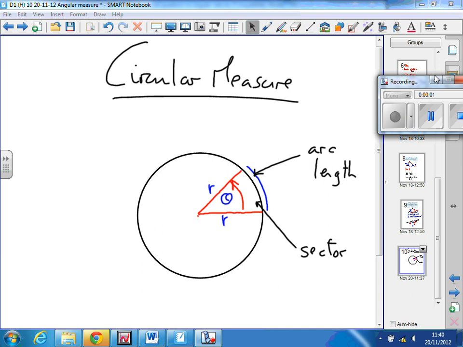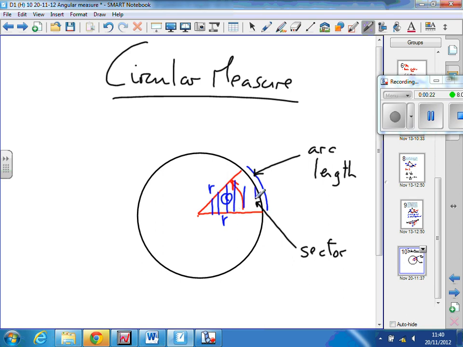First of all, a few definitions about circular measure and the circle. We're going to end up defining the radian in a minute. But before we do that, if I draw the radius out from the centre of a circle and then draw the radius again, that area, this section here that I've taken out, is a sector.